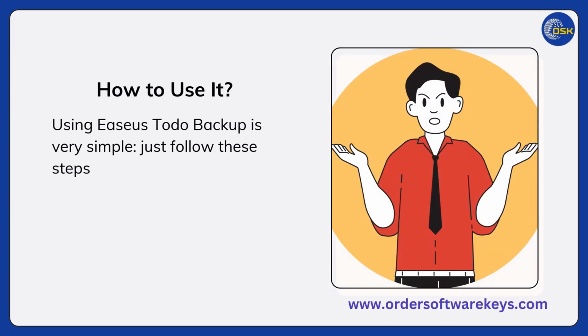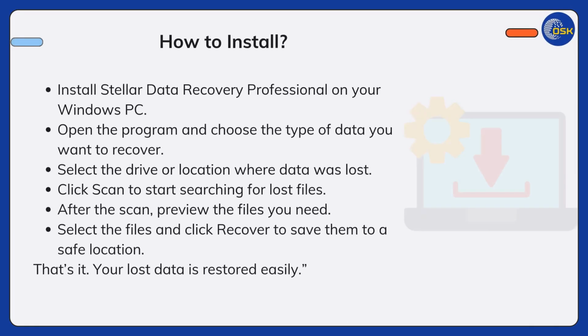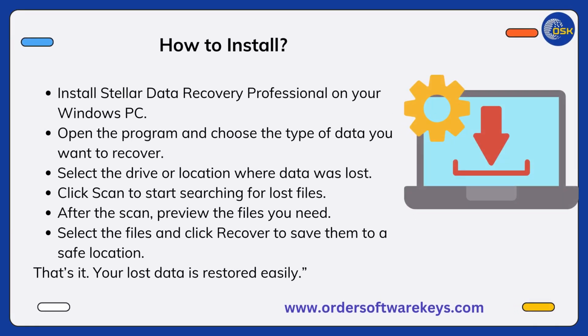Now, how to use it? Using this software is very simple. Follow these steps. Install Stellar Data Recovery Professional on your Windows PC. Open the program and choose the type of data you want to recover. Select the drive or location where data was lost. Click Scan to start searching for lost files.